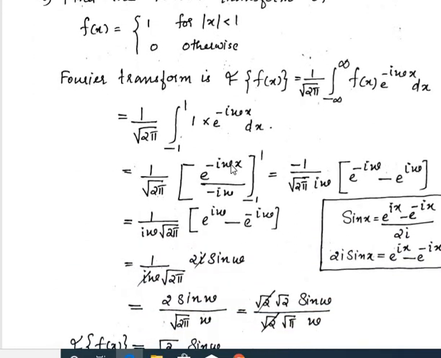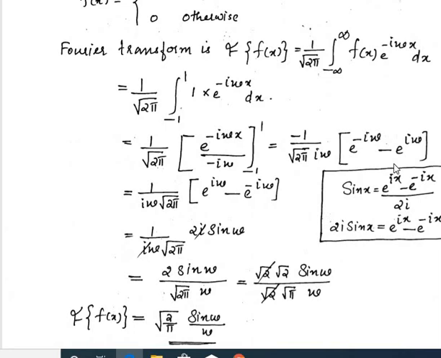Now we can integrate. The integral of e raised to minus i omega x with respect to x is e raised to minus i omega x divided by minus i omega, and applying the limit minus 1 to plus 1, we can take this term outside the bracket. Now apply the upper limit 1, so it becomes e raised to minus i omega. When we apply the lower limit minus 1, this minus becomes plus, so it is e raised to i omega. So we can take a minus outside and reverse the order, that is e raised to i omega minus e raised to minus i omega.